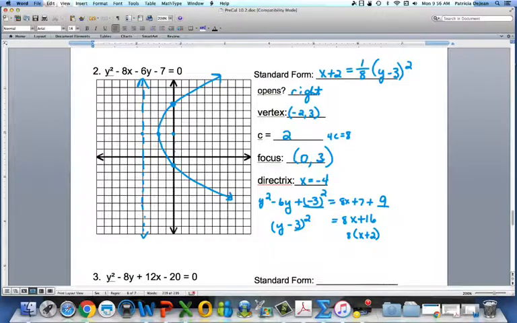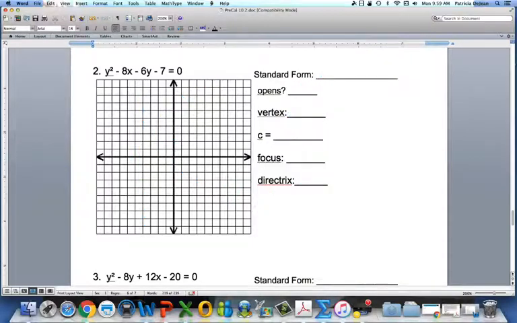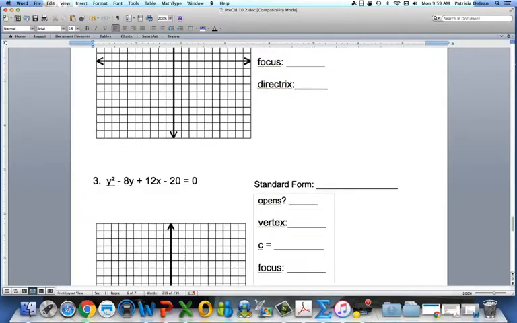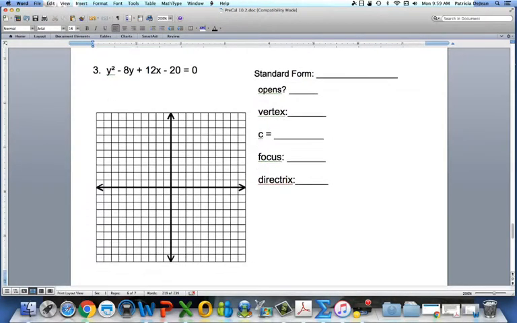Okay. So, I think you know how to do this. I think you're probably pretty good at completing the square. I'm going to work these other examples out. If you want to fast forward and go to the application problems, feel free to fast forward at any point. I'm going to go ahead and work through these two. Okay, so again we have y squared. It's going to open left or right. So let's start with completing our square.